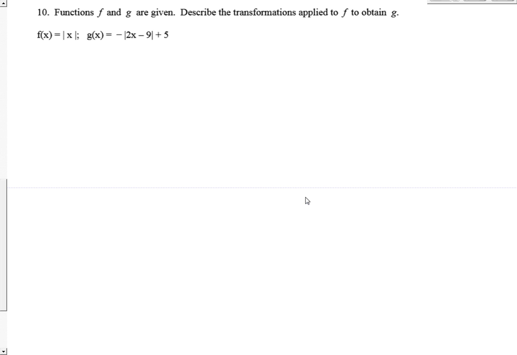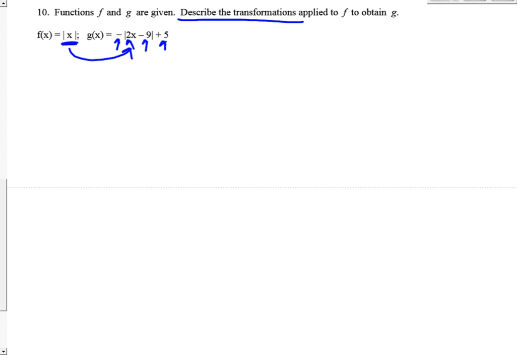Okay, here's number 10 on the chapter 3 review. On this one, we need to just describe the transformations that are being applied to the function of f to obtain g. So we're starting out with the absolute value of x. So we have to look to see how does that function change going over here where we've got a negative number out in front, the 2 in front of the x, the minus 9, and the plus 5.